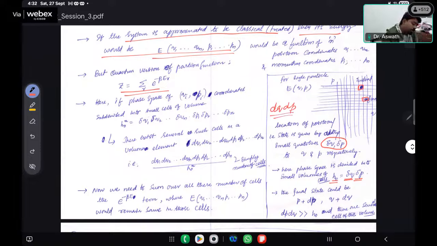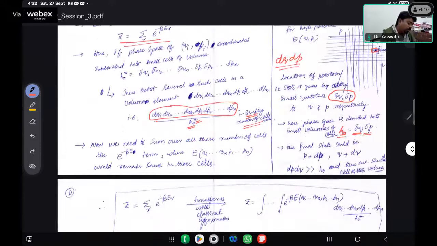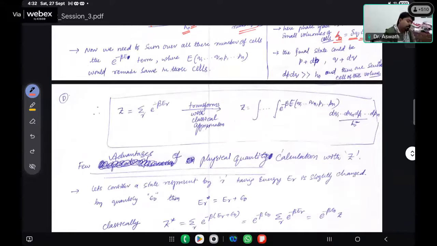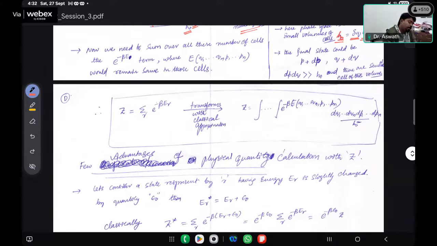How do you find? Take the entire volume of dq's and dp's, divide by volume of each one. What is the volume of each one? h naught. I will take the nth power because there are n systems. And if you divide that, you will get simply the number of cells in the system. So that is just immaterial right now. Just ignore it.